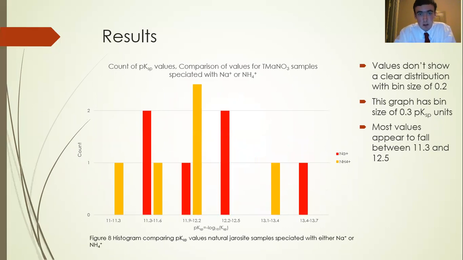This histogram is a comparison of natural samples speciated with sodium or ammonium. And as you can see, the axes are the same. However, the bin size for this has been increased to 0.3 pKsp units because with a bin size of 0.2, it is difficult to see the distribution in the data. So I had to manipulate the data distribution. As you can see, most values appear to fall between a pKsp value of 11.3 and 12.5.